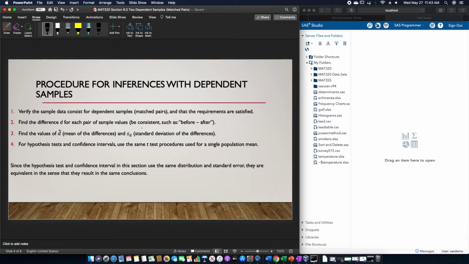For hypothesis tests and confidence intervals, we use the same t-test procedures used for a single population mean. Since the hypothesis test and confidence interval in this section use the same distribution and standard error, they are equivalent in the sense that they result in the same conclusions, which is nice.